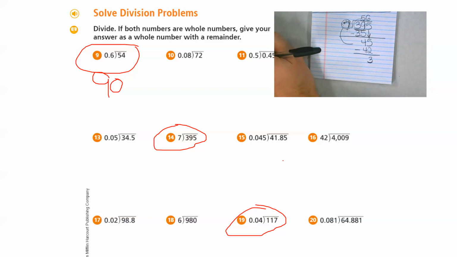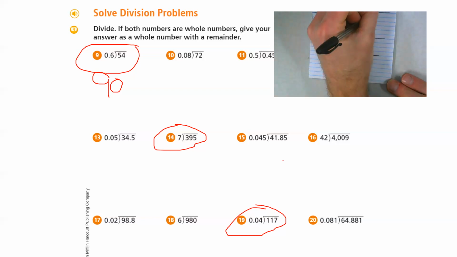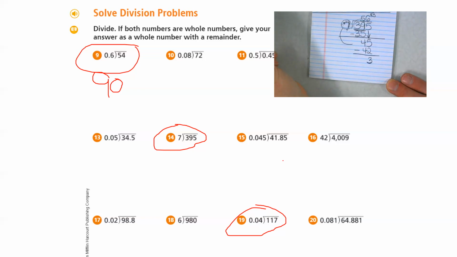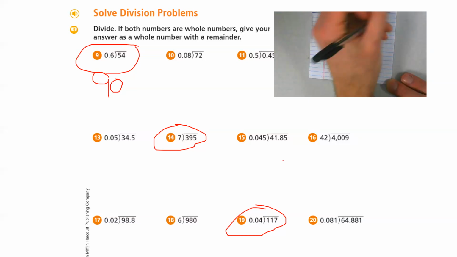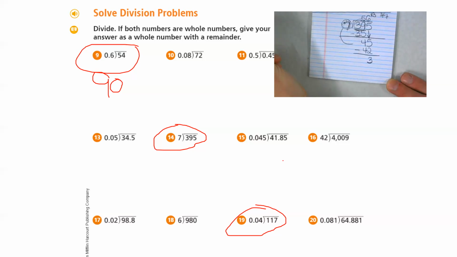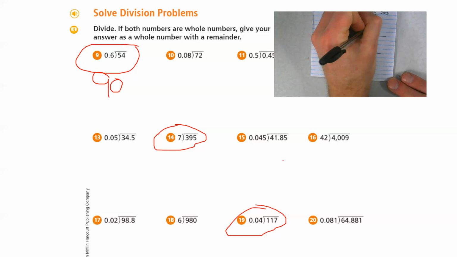There's 3 left over. So there's a couple things you can do. If you want to go back to 4th grade, you could say 56 remainder 3. If you want to go to 5th grade, you can say 56 and 3/7. Or if you're a ninja, you can go ahead and add a decimal here and add zeros.